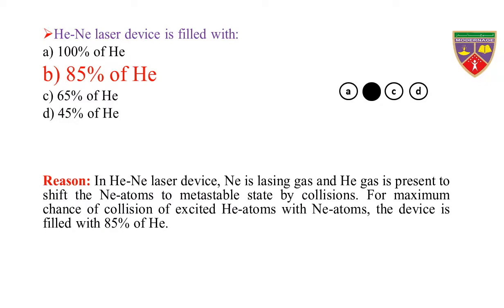Reason: in helium neon laser device, neon is lasing gas and helium gas is present to shift the neon atoms to metastable state by collision. For maximum chance of collision of excited helium atoms with neon atoms, the device is filled with 85% of helium. Hence, a helium neon laser device is filled with 85% of helium.